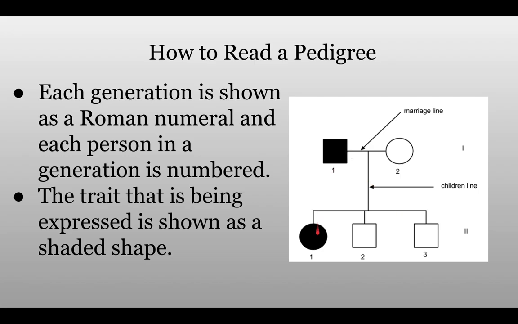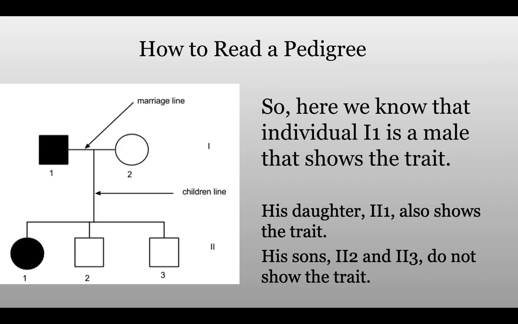And then you'll notice that these two are shaded in. That means that they have the trait, whatever trait we're talking about. So right here, we know that individual 1, so generation 1, person 1, is a male because it's a square and shows the trait because it's shaded in. We know that his daughter, his oldest child, 2-1, also has the trait. We know it's a daughter because it is a circle. And then 2 sons, 2-2 and 2-3, do not show the trait. And we know that because they are not shaded in.